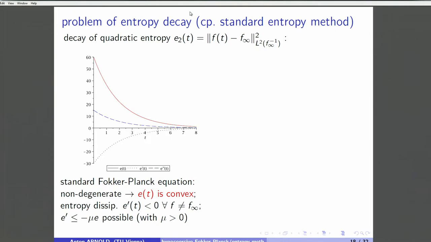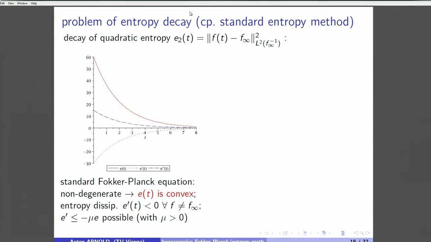Now I want to show you how life changes when you switch from a symmetric Fokker-Planck equation to a non-symmetric or even degenerate Fokker-Planck equation. This slide is probably the key message that I want you to keep from today, even if you don't follow all the technicalities. What I show you here in this plot is the relative entropy, the red curve, as a function of time for the standard Fokker-Planck equation, for example with the quadratic entropy, which is nothing but the L2 difference of the solution to the steady state in this weighted norm. But the same thing would be true for the logarithmic entropy.